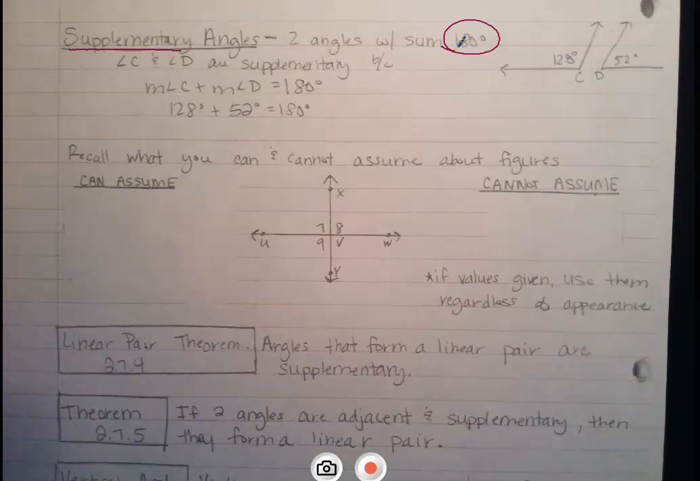It says, recall what you can and cannot assume about figures. What can you assume about a drawing? This was from last chapter, I believe, maybe early in this chapter. Based on this picture, what can you assume? Two lines. Perpendicular? You cannot assume perpendicular, actually. So we can't assume that they're intersecting.